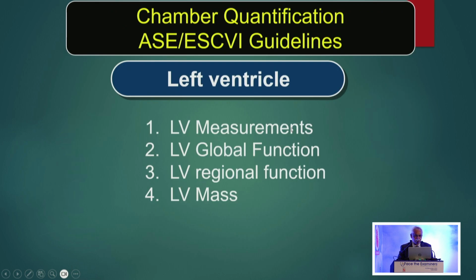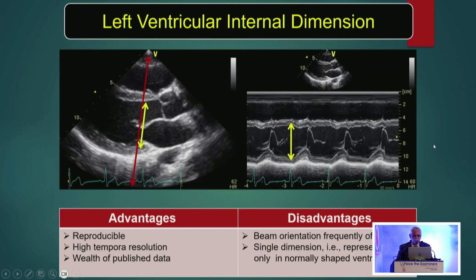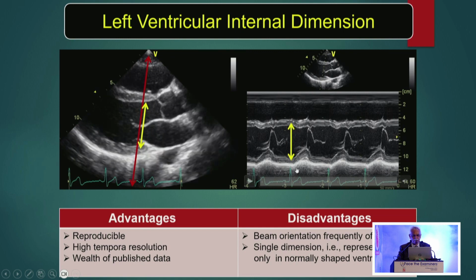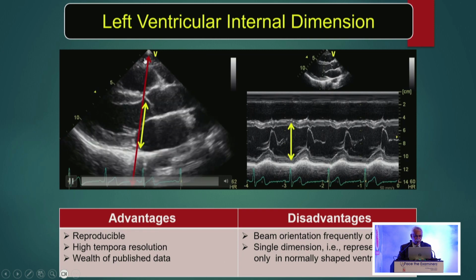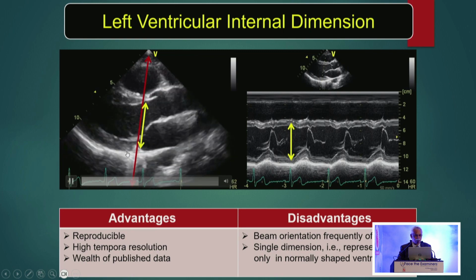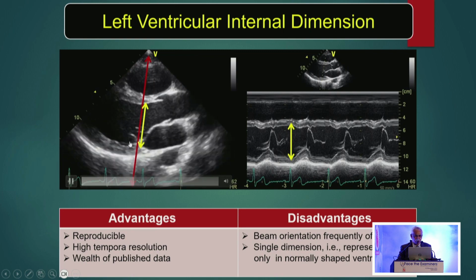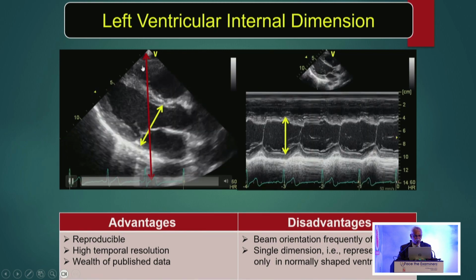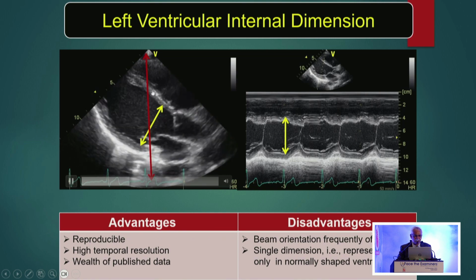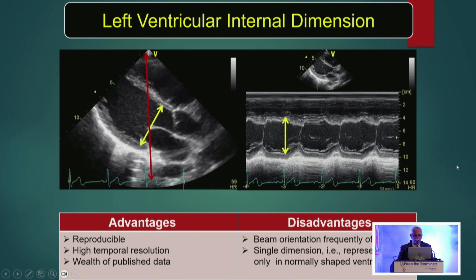The left ventricular measurements, left ventricular global function, left ventricular regional function, and left ventricular mass, these are the most important things. You can use M-mode echocardiography for measuring the left ventricular internal dimension in diastole and systole. But you should use the 2-dimensional echocardiographic guidance and cut the interventricular septum and the left ventricular posterior wall perpendicularly, like this. If you don't do that, then you will artificially produce an increased diameter. So if you cut like this from an oblique picture, then you will get a longer diameter. So you should be careful when you are doing measurements from the M-mode echocardiogram.